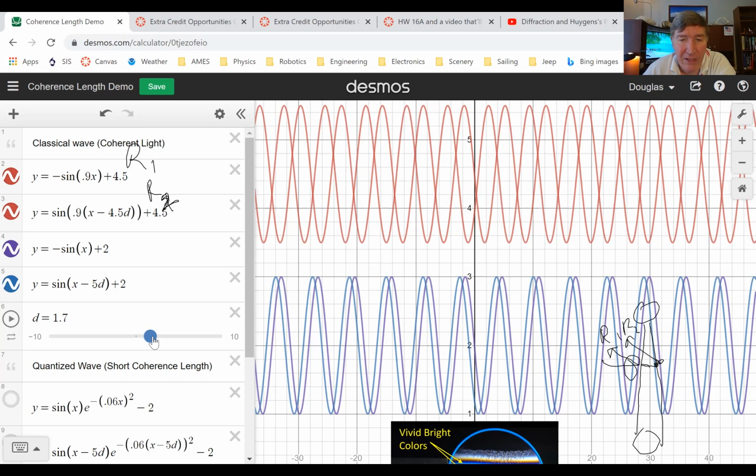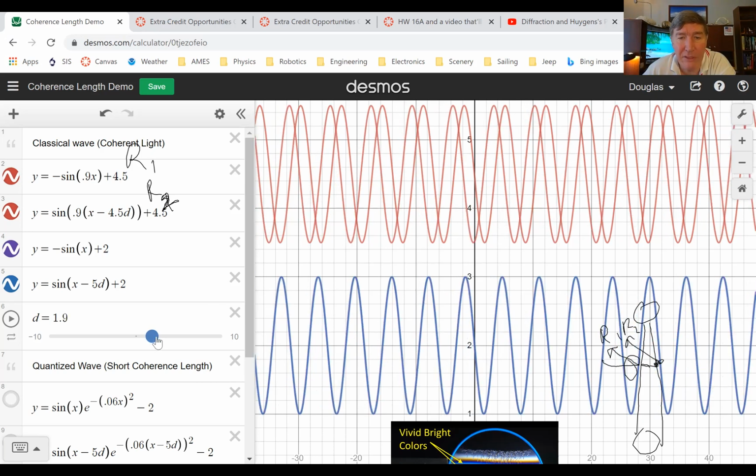So now, okay, the blue wave is now completely constructive. But look at the red. The red is definitely not close to being constructive anymore. It's about halfway between being constructive and destructive.